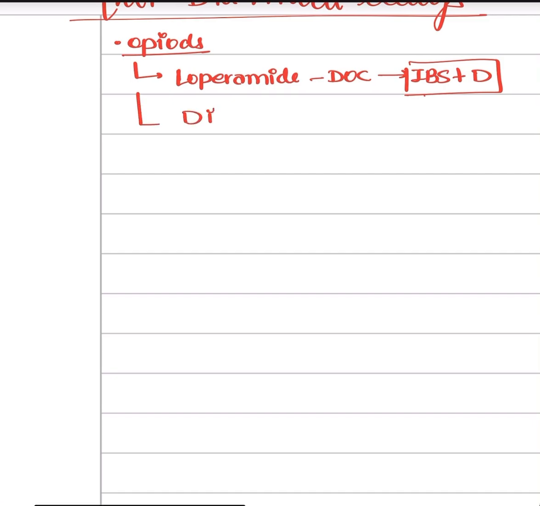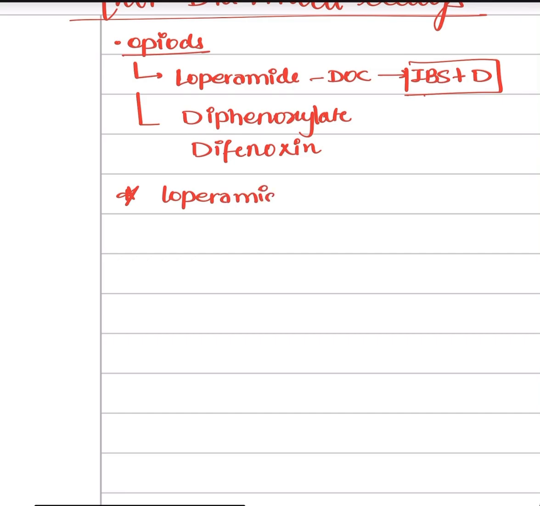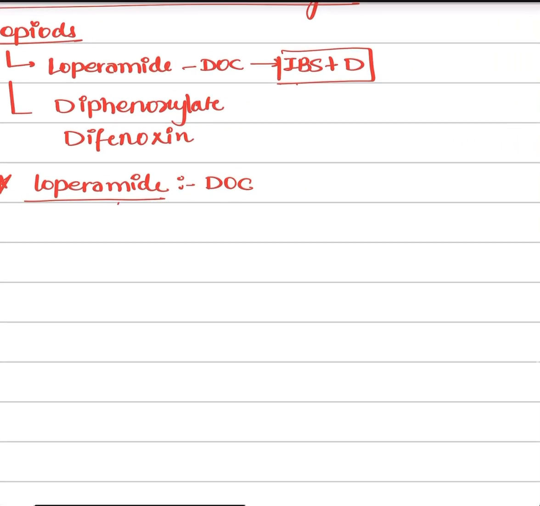Other drugs which can be used are diphenoxylate and diphenoxine. One thing that we have to remember is loperamide is not a drug of choice in infective diarrhea because loperamide inhibits the gut motility.